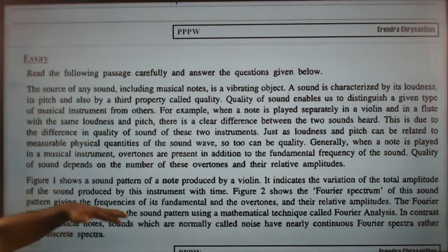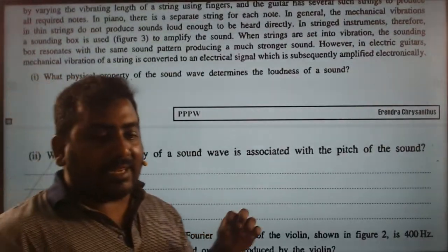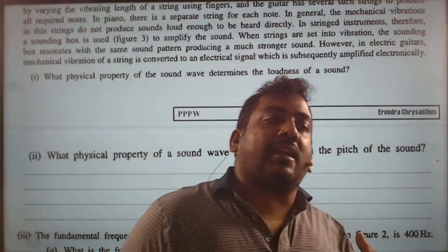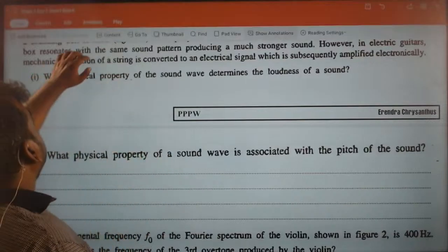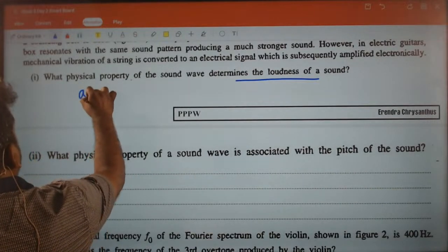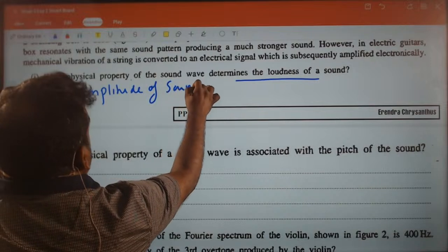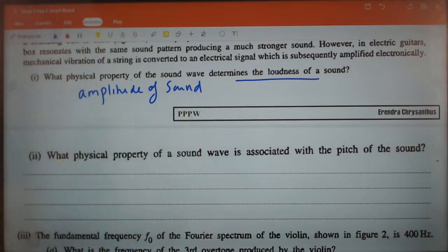Now, they have not told you, which means you should know. Sometimes the answer might not be there in the paragraph because you should anyway know that. It's part of basic theory. So loudness depends on amplitude, the amplitude of sound. The larger the amplitude, the greater the loudness.